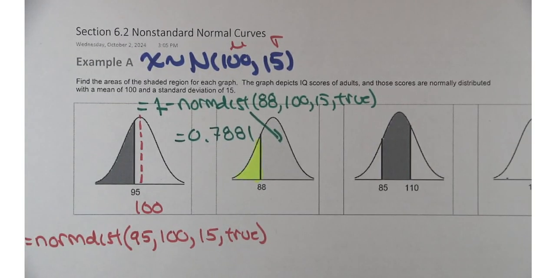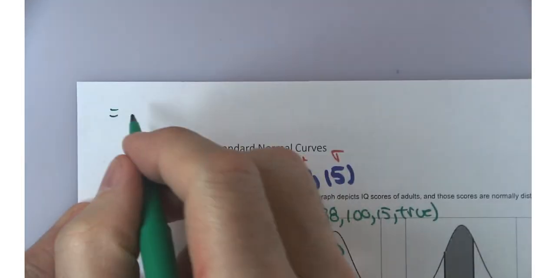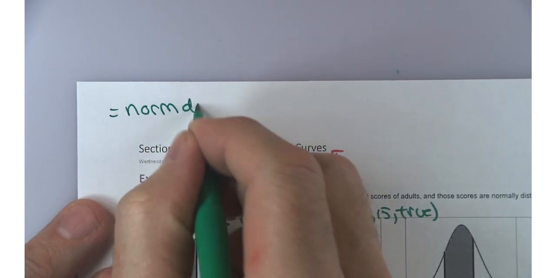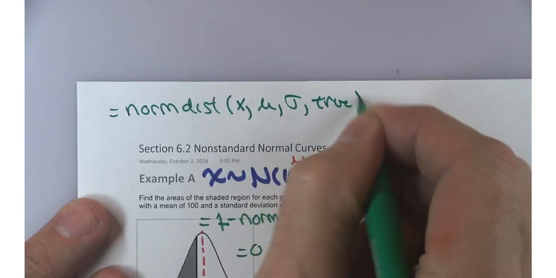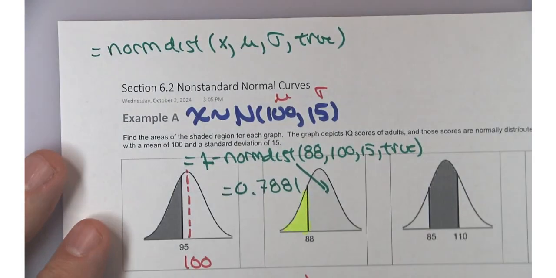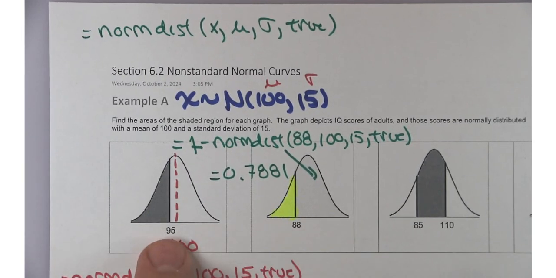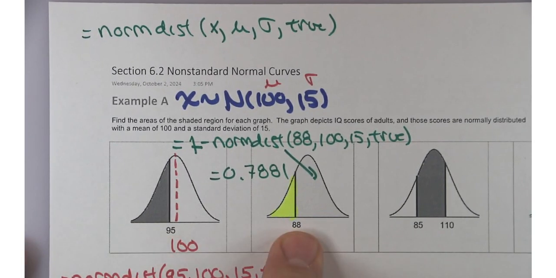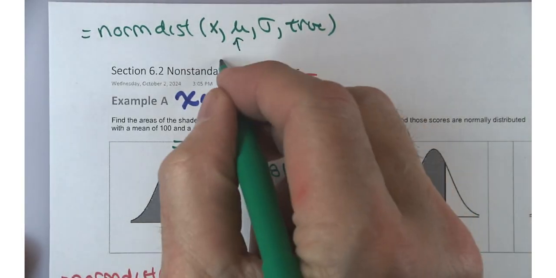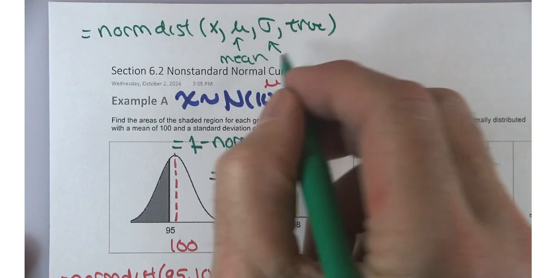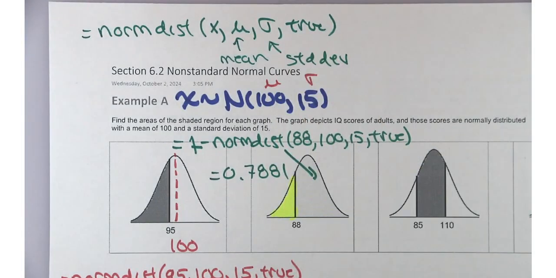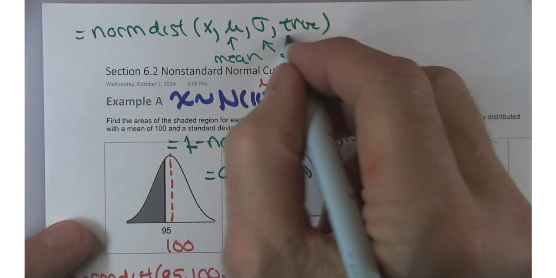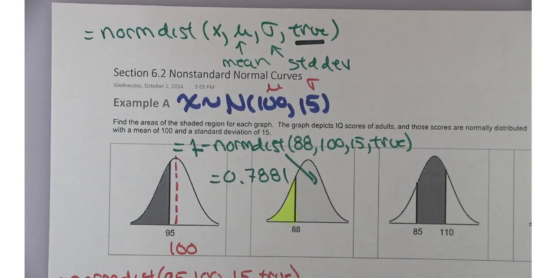Just as a reminder, the general form of this command for the norm distribution is going to be equals norm distribution of x, mu, sigma, and true. So x is the value on the x-axis. In these first couple examples, it was 95 and 88. Mu is the mean, your population mean. Sigma is the standard deviation. And for purposes of this class, the last argument is always going to be set to true, and that'll give you the area in the left tail.